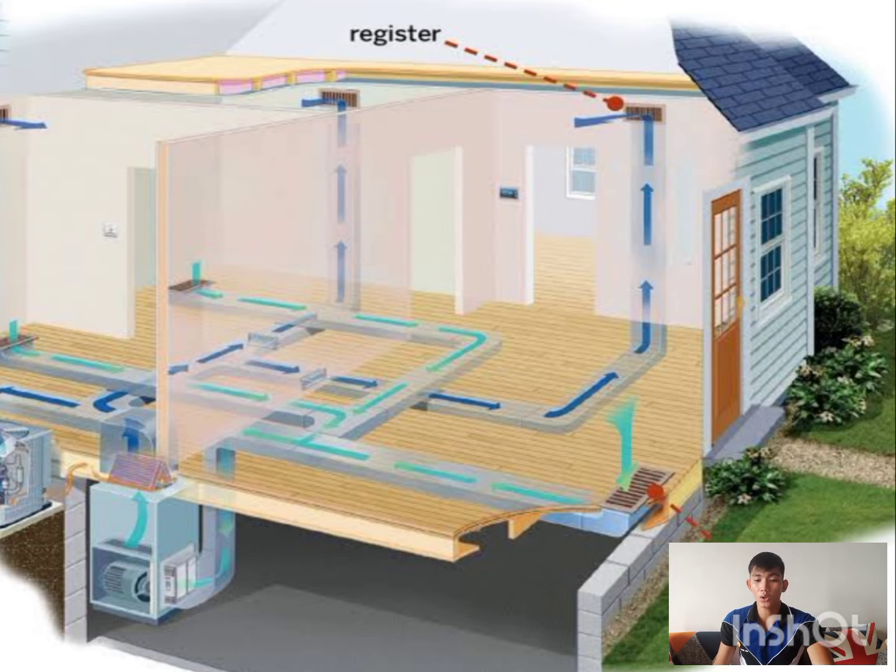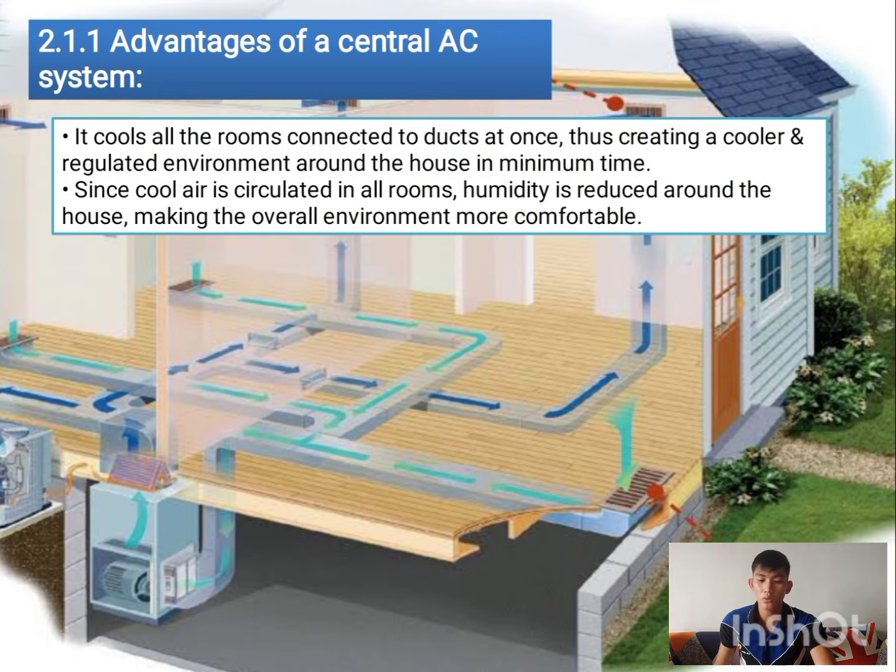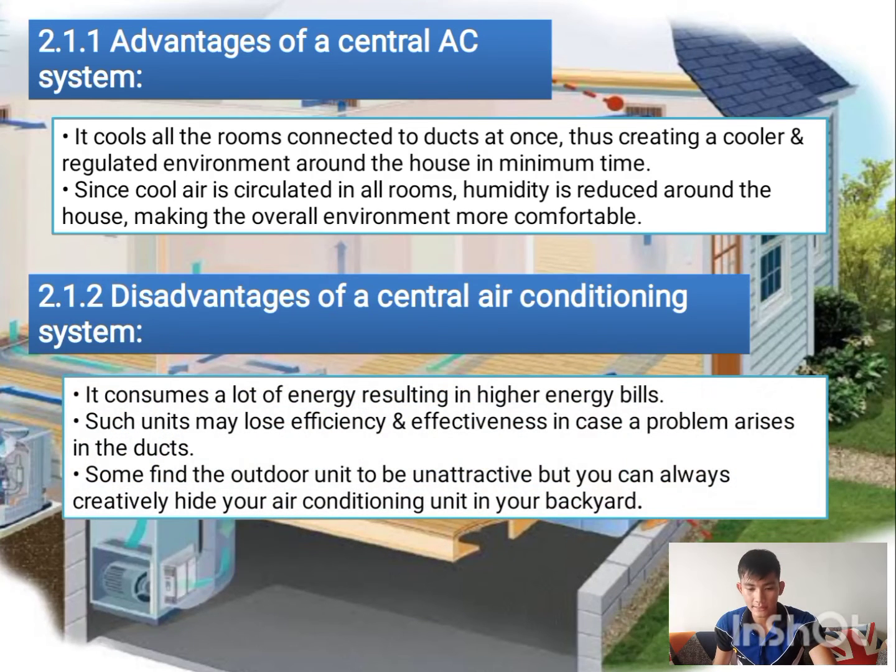First one, it cools all the rooms connected to ducts at once, thus creating a cooler and regulated environment around the house in minimum time. Second one, since cool air is circulated in all rooms, humidity is reduced around the house, making the overall environment more comfortable. So let's proceed to the disadvantages of central air conditioning systems.